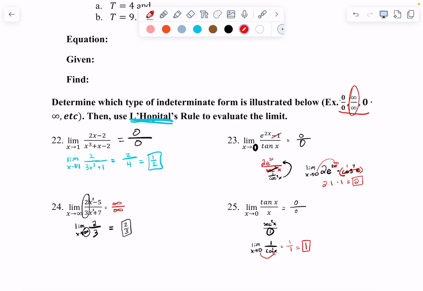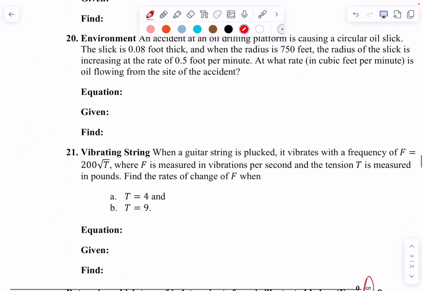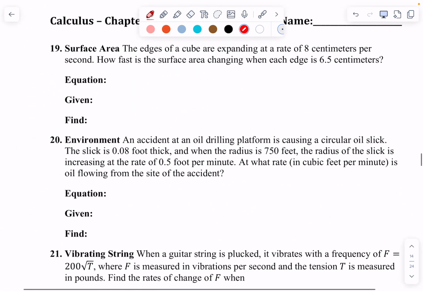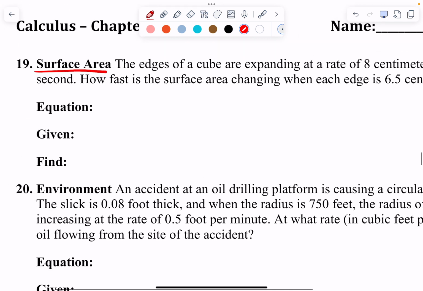Got it? All right, should we work backwards and do some related rates next? Or do you want to go back to the top? Let's do related rates. Should we start with 19 or do you want to go 21 first? 19. All right, surface area. It's highlighted. The edges of a cube. I'm going to guess that we're doing surface area of a cube. True? Cube. I'm going to draw a picture.